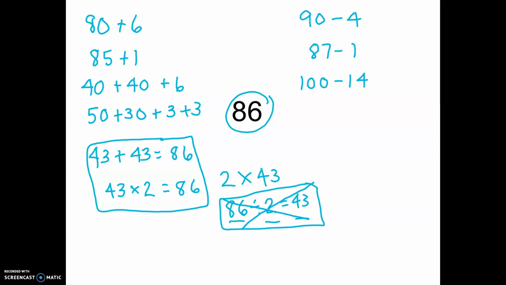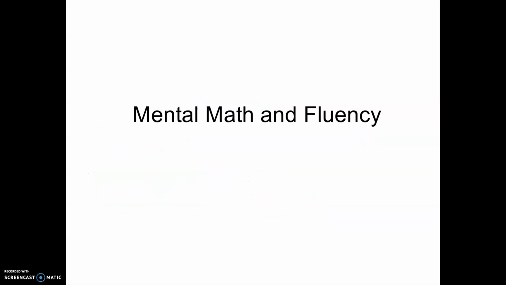I'm going to do one more multiplication problem, though. I know about the rule of 1. 86 times 1 is 86, because I know that any number multiplied by 1 is going to be that number. We are going to work on some mental math and fluency. You're going to need your whiteboard, so make sure it's handy.